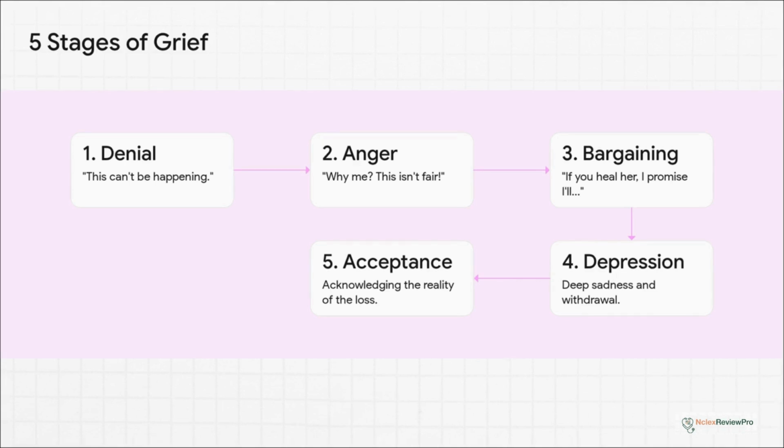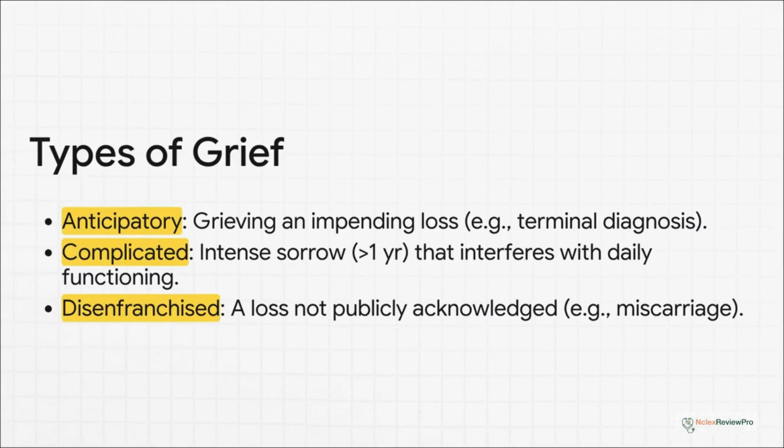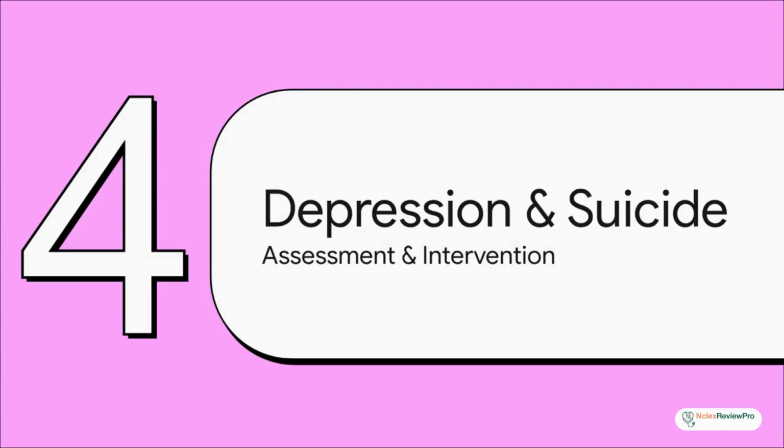And that is totally normal. It's also really useful to know that grief comes in different flavors. There's anticipatory grief, which is grieving a loss before it even happens, like with a terminal illness. There's complicated grief, where that intense sorrow just doesn't let up, even after a year. And then there's disenfranchised grief. This is the grief that people don't feel like they can talk about, like a miscarriage. It's incredibly isolating. And all of this, unresolved crisis, complicated grief, it can lead us to our most critical topic.